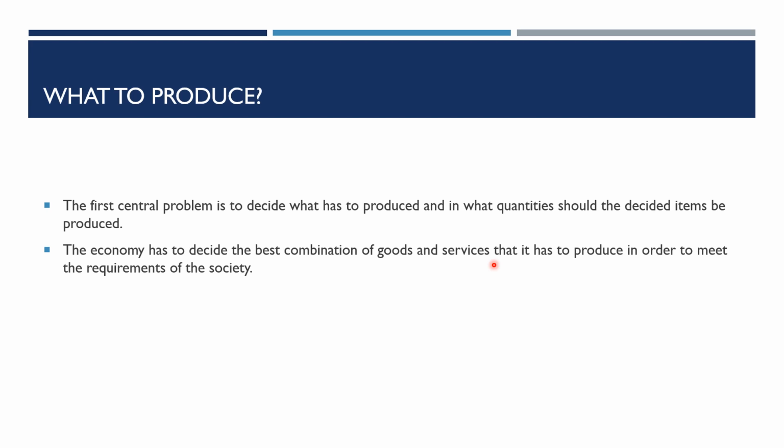Let's take an example. Let's say there's an economy and we need to decide whether to produce cake, or chocolate, or a combination of both. Let's take the production possibility curve to better understand. Let's say this is the y-axis and this is the x-axis. On the x-axis, let me keep cake, writing it as CAK. On the y-axis, let me keep chocolate, writing it as CH. There's chocolate on the y-axis and cake on the x-axis.